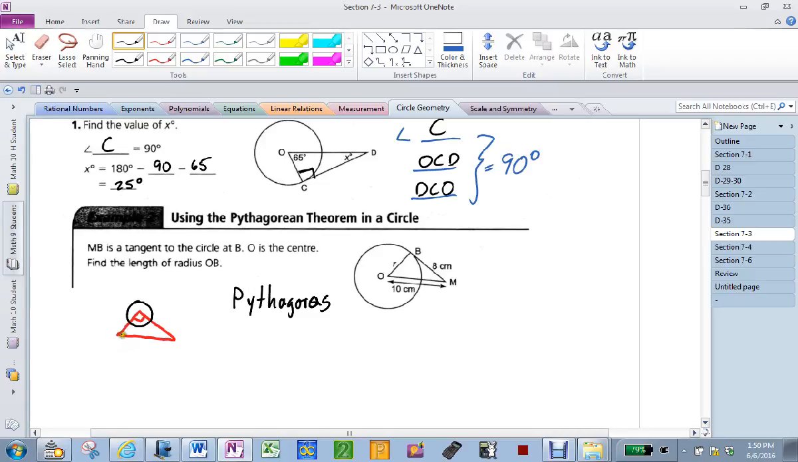Okay, the hypotenuse is 10. This side is 8. So I need this side, yes? So what should I give it? A variable. What variable do I give it? R. I can give it R if I wish. I can give it A. I can give it B.